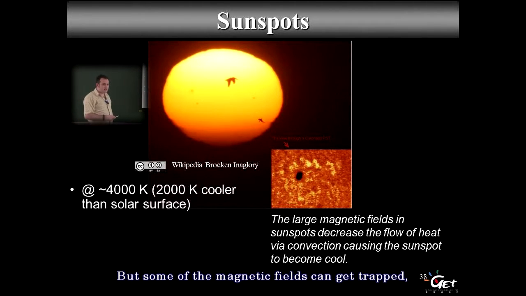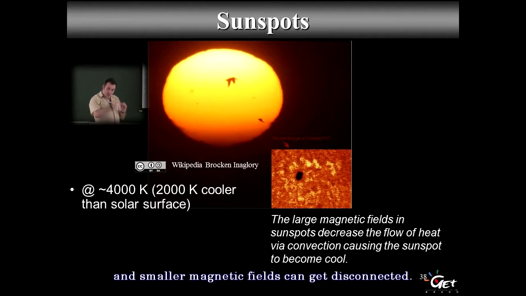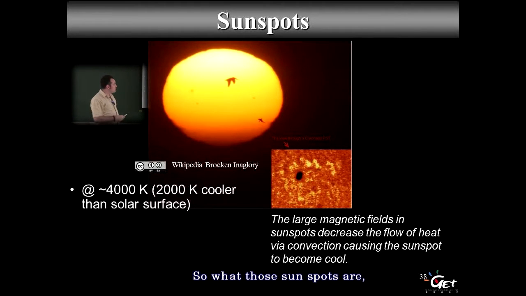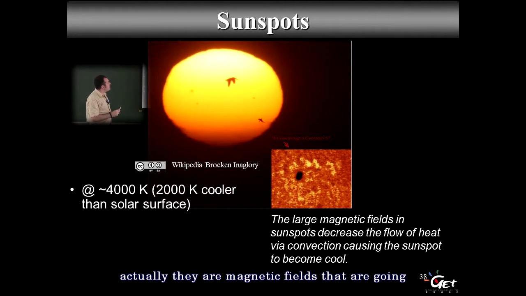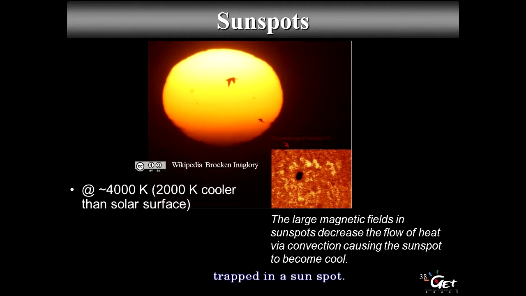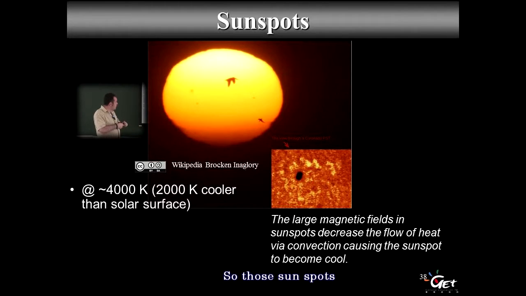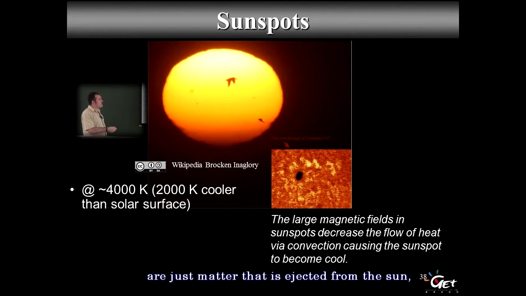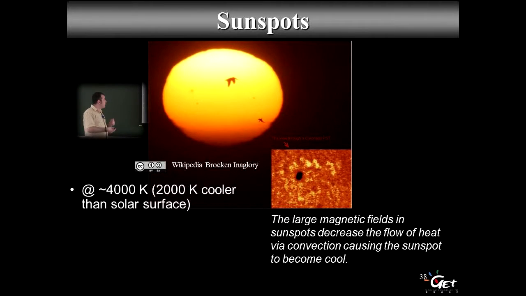But some of the magnetic fields can get trapped, and smaller magnetic fields can get disconnected. So what those sunspots are is actually magnetic fields that are going from one to another. It's small-scale magnetic fields. So there is the big dynamo, but at some point, one magnetic field of the big dynamo gets distorted. I'll show you the trap in the sunspot. So those sunspots are just matter that is ejected from the surface of the sun, from one sunspot to another, due to the magnetic field. So the matter is following the magnetic field and following the other way around.